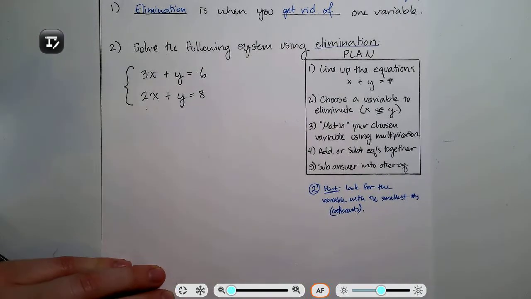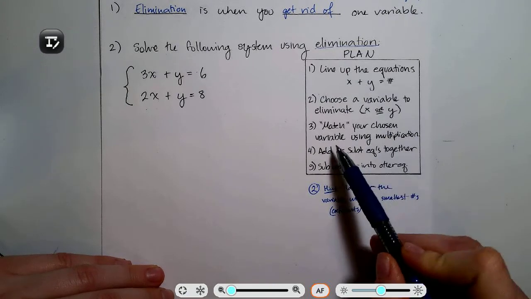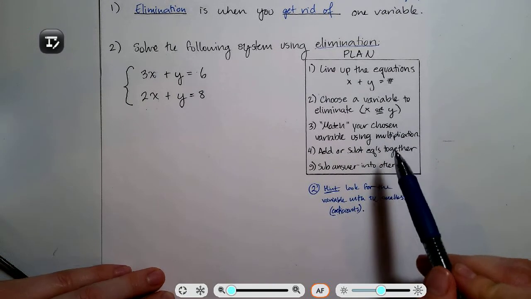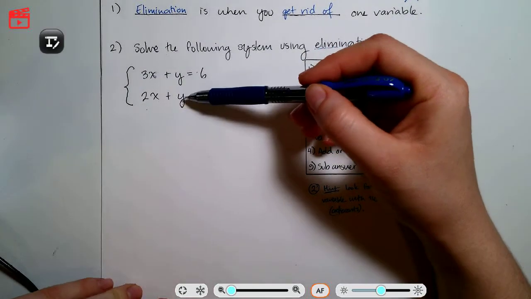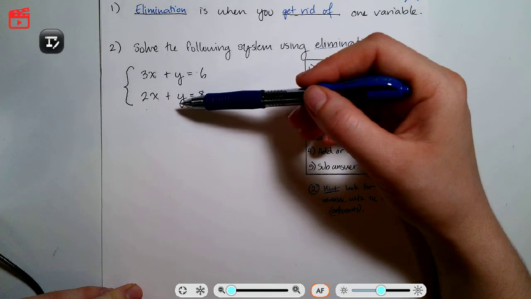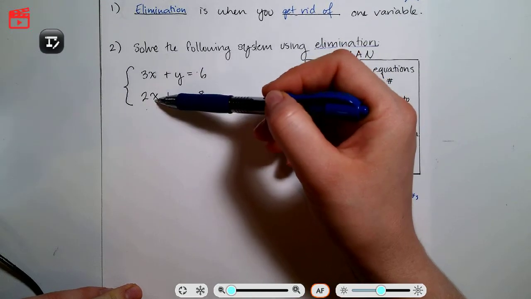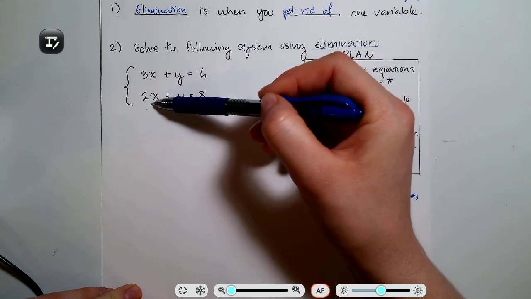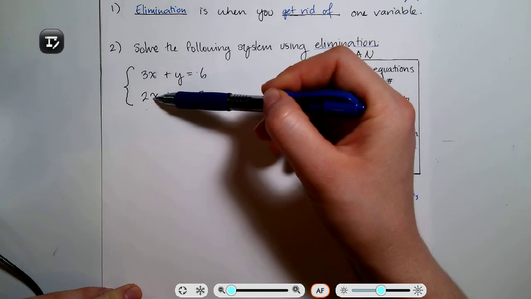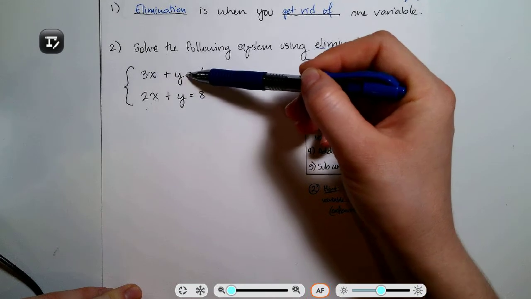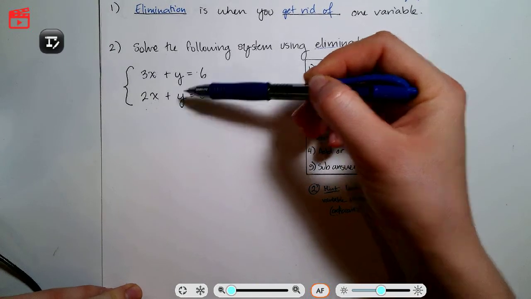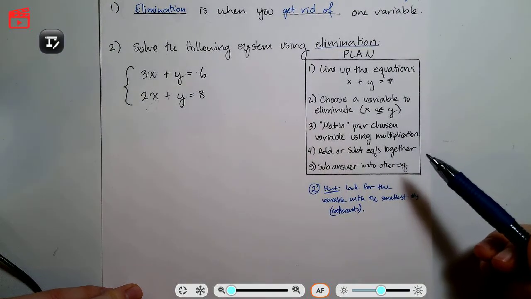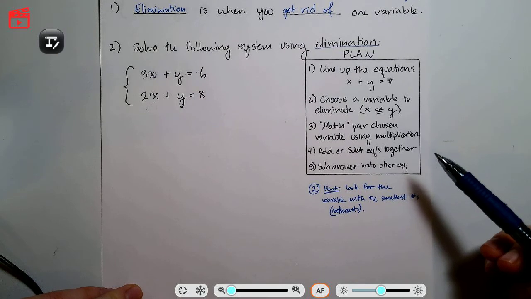All right, so what we've chosen is we're going to get rid of the y. So step 3 says match your chosen variable using multiplication. What do I mean by match? Well, I want the number in front of my variable to be the same number. So for example, if I had chosen x to be the one we're eliminating, notice the x has a 3 and that x has a 2. These variables are not matched at this moment in time. But if I look at the y, they both have a 1. So actually, these variables are matched at this time. So I don't need to multiply them by any number to make them matched.